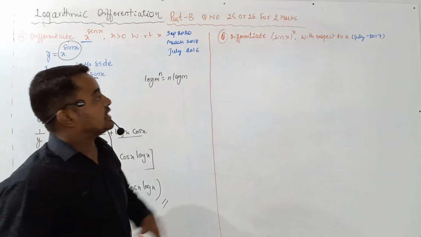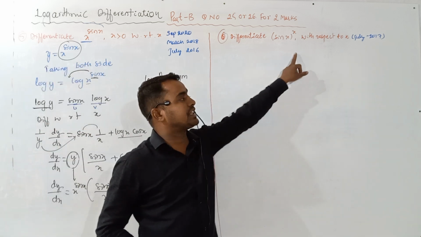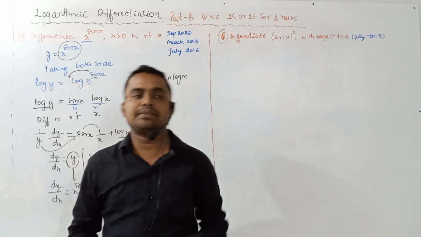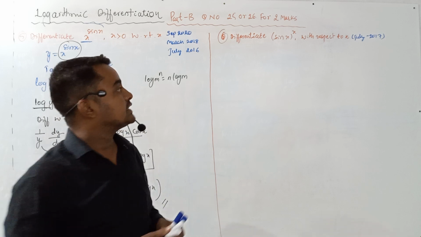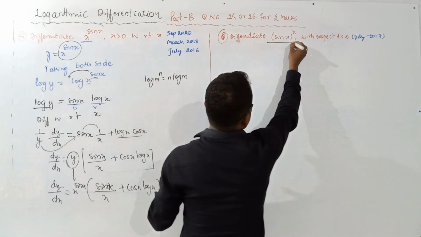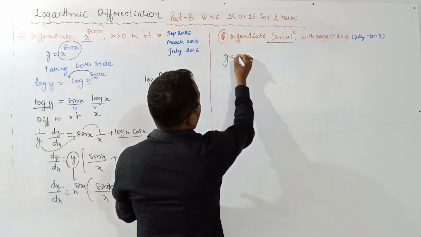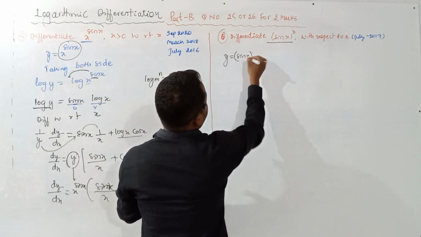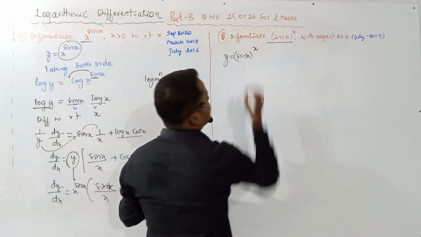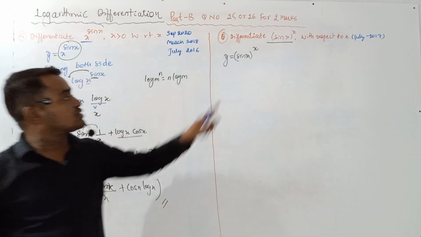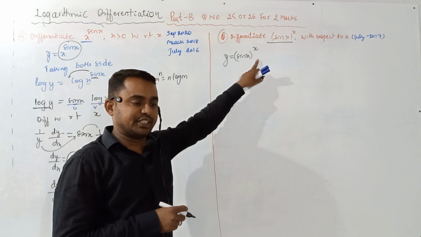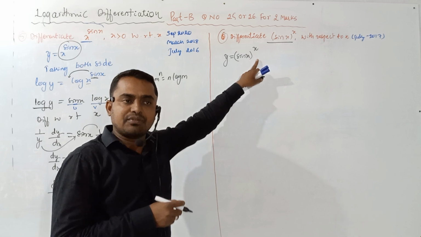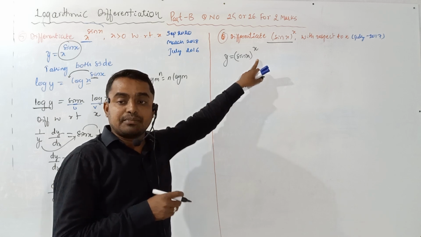Now the next problem: differentiate sin x raised to x with respect to x. This question was asked for 2 marks in July 2017. Write the given function first, y is equal to sin x raised to x. Here also it is a function above a function. We don't have any formula to differentiate such functions, so we have another method.